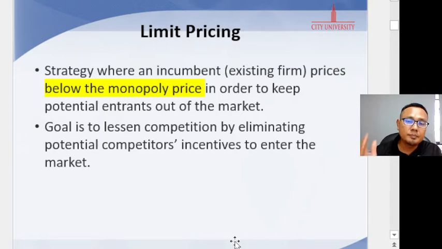You want to build up a barrier for newcomers to join or to become your competitor. The goal is to lessen competition. As I mentioned earlier, this is to reduce the competition by eliminating potential competitors' incentive or profit to enter the market.